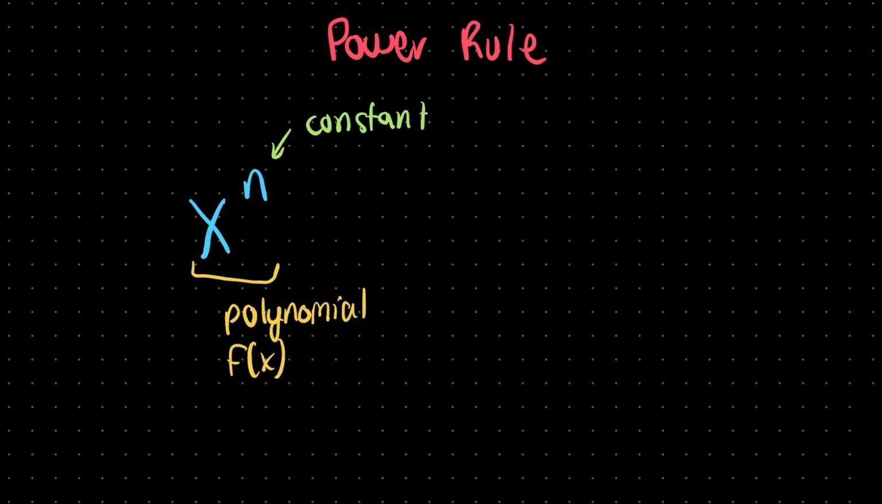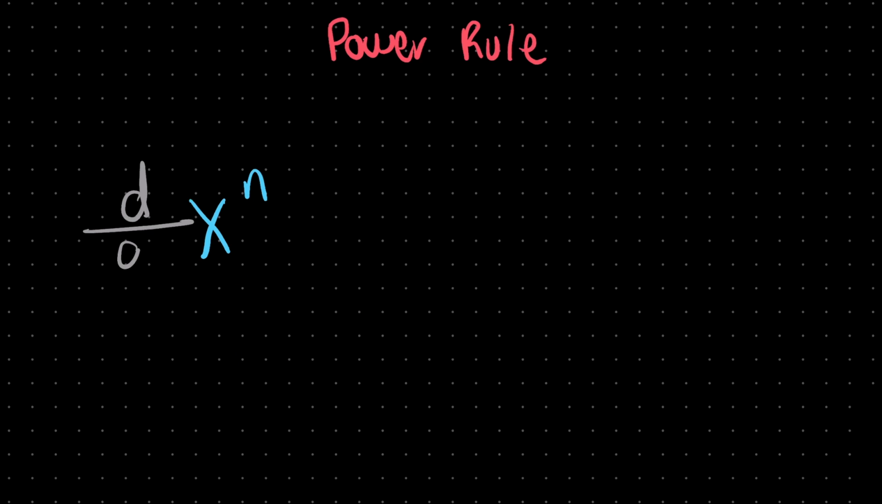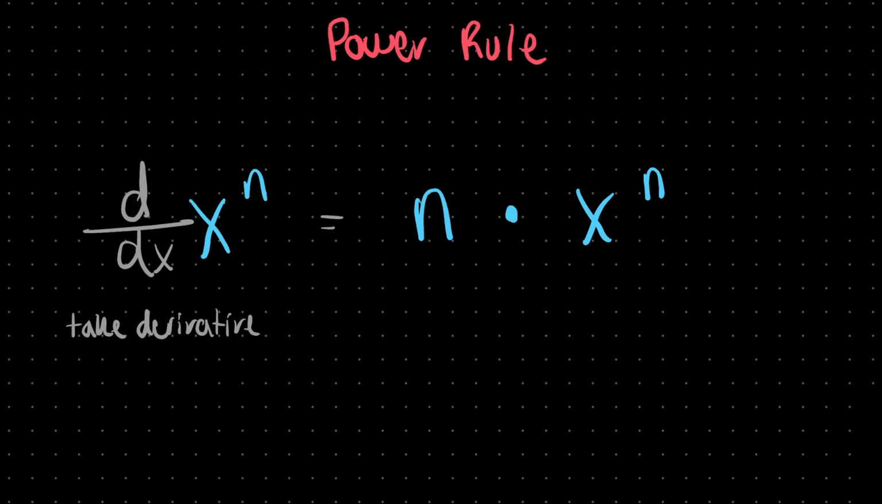Suppose we have some function x to the n, where n is a constant. This represents a polynomial function. d/dx just means take the derivative. So if we wanted to take the derivative of x to the n, we would say that it would be equal to n times x to the n minus 1.